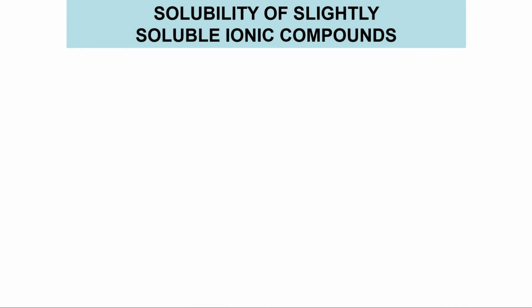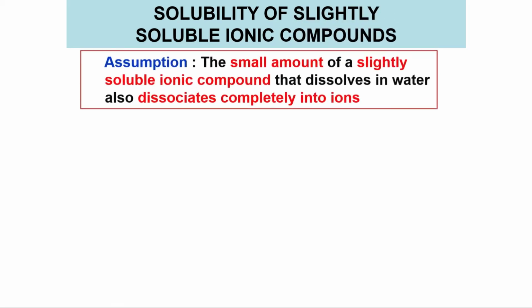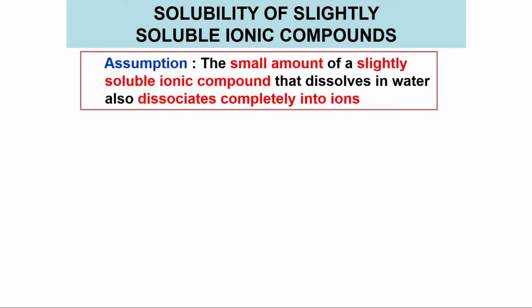Next, solubility of slightly soluble ionic compound. Assumption: we assume that the small amount of a slightly soluble compound dissolves. What do you mean by the word slightly soluble? That means the ionic compound is not 100% soluble. Let's say we have a beaker; at the bottom part of the beaker, there must be undissolved solute.